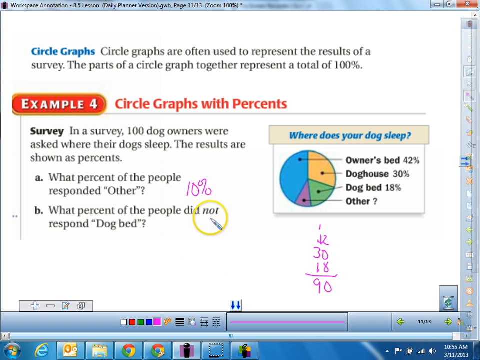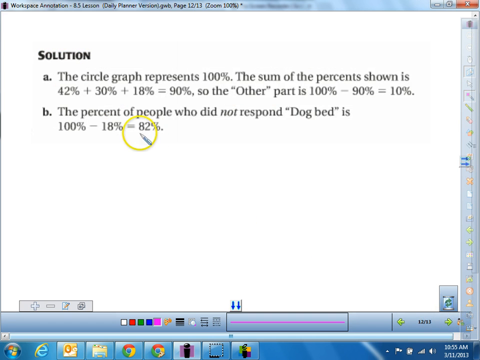So what percent of the people did not respond dog bed? So everything but this section, which if we take 100 and subtract 18, we get 82% of the people said their dogs do not sleep in a dog bed. So here we go, 82%, 10%. You can see if you need more, you can pause and read this a little bit more.